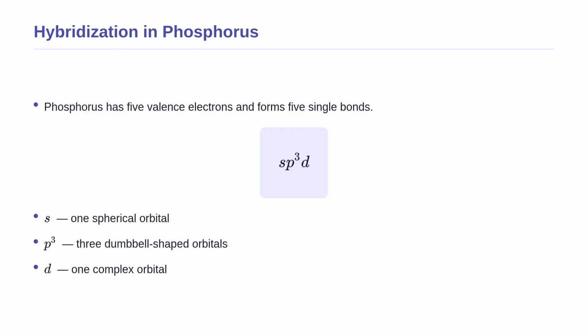sp3d. Conceptually, this specific combination of 5 orbitals naturally arranges itself into a trigonal bipyramidal geometry. This shape keeps the 5 electron pairs as far apart as possible, looking exactly like 2 pyramids glued together at their bases.